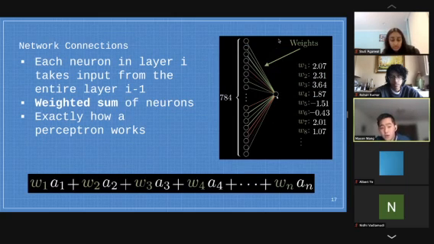In one neuron of layer I, you're taking the input from the entire layer I minus 1. You're taking the weighted sum of these neurons, just like a perceptron. You're getting these activations, and you're multiplying each of them by a number. These numbers are called the weights. So it's the weighted sum of the neurons, and this is W1 times A1, the first weight corresponding to the first activation. And you sum these together.